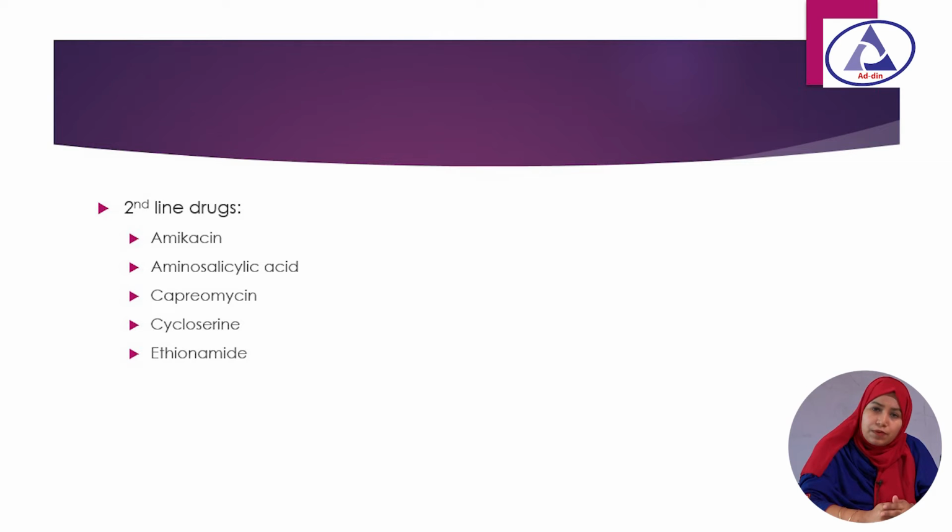You know what therapeutic index is? It is the ratio between the median toxic dose and the median effective dose. So if the therapeutic index is high, the first line drugs will be safer than the second line drugs, and second line drugs will be more toxic, with more adverse effects and less safe.